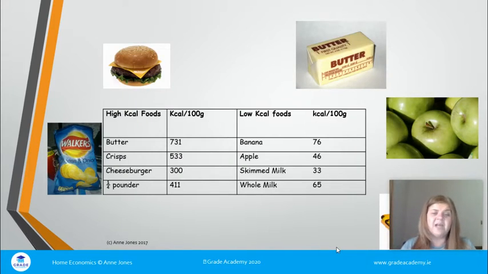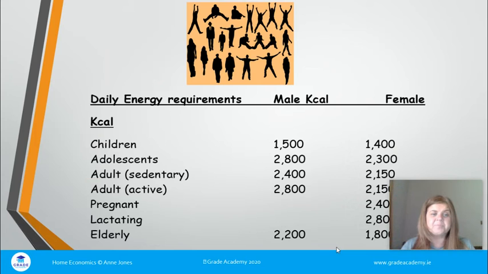These are just some examples of high calorie and low calorie food, and you're probably familiar and already know all of this. So when we're looking at our kilocalorie content, we also have to look at the size of the food, so you're comparing like with like as well. These are all 100 grams, and you can see the difference there between, let's say, our cheeseburger and our apple or our banana.